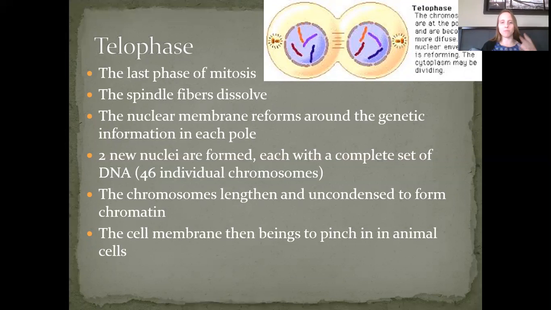The chromosomes at this point will start to lengthen, uncondense, and turn back into chromatin. You'll also have this pinching in of the cell membrane that you see at the top here, sometimes referred to as cleavage. That's getting us ready for the next part, which will be cytokinesis.